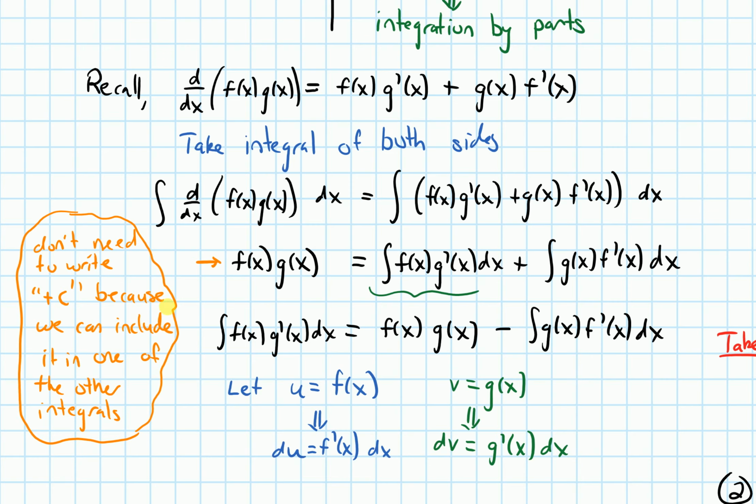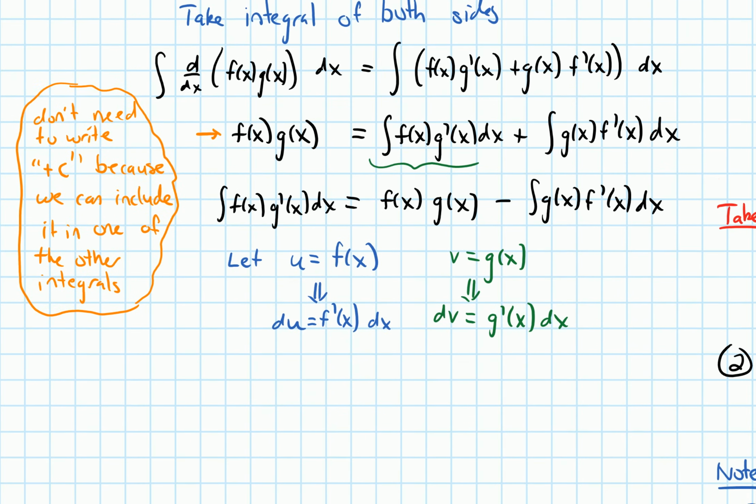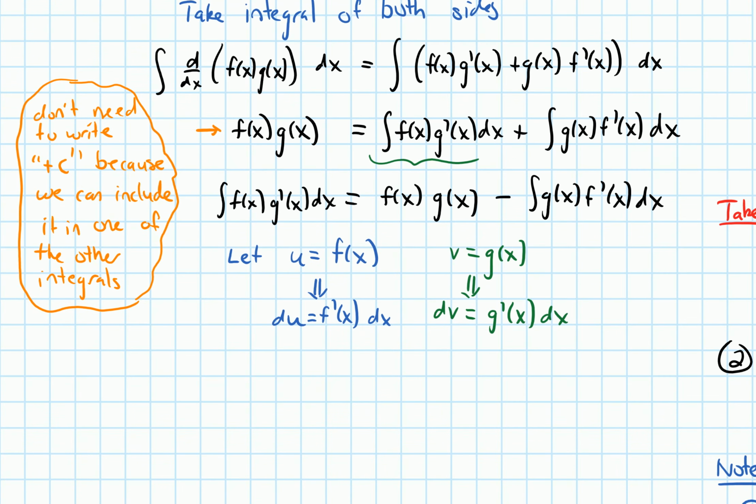Okay, so with this new labeling of variables, if I were to substitute this in, the integral on the left becomes the integral. So f of x is u. And then g prime of x dx, that's dv. Okay, that's what the integral on the left is. And this is going to be equal to what we have on the right. So f of x times g of x, that's u times v. And then minus an integral, g of x is v. And then we have f prime of x dx, and that is du.